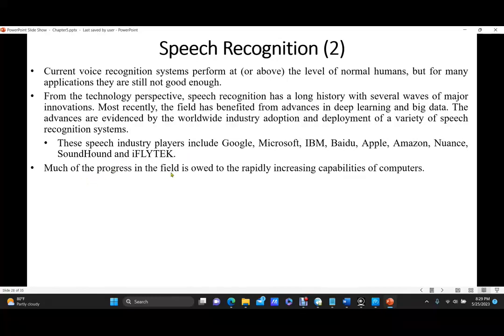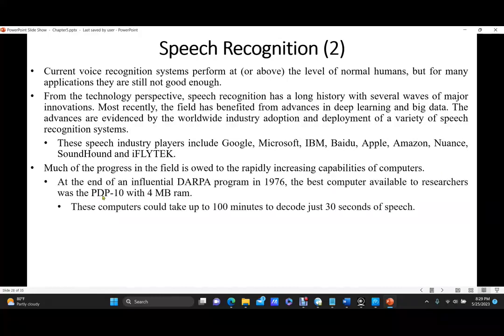Much of the progress in the field is due to the increased capabilities of more recent computers. By the end of a major DARPA program in 1976, the best computer system that was available to researchers in speech recognition was a PDP-10 with 4 megabytes of RAM. One of these computers would take up to 100 minutes to decode just 30 seconds of speech.